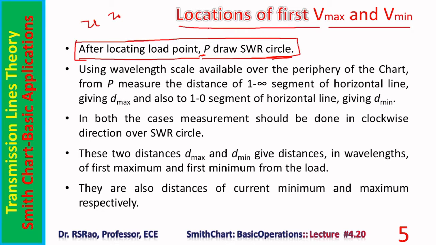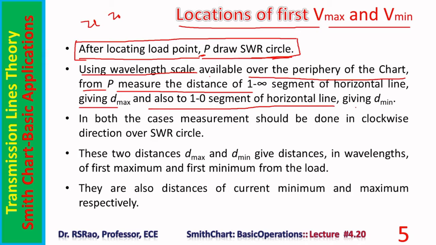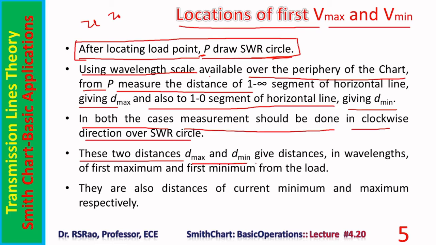Now the actual process, to find locations of first Vmax and V minimum. Using the wavelength scale provided over the periphery of the chart, from P measure the distance of the infinity segment of the horizontal line giving Dmax, and also the zero segment of the horizontal line giving D minimum. In both cases, measurement should be done in clockwise direction over the SWR circle. These two distances, Dmax and D minimum, give distances in wavelengths of the first maximum and first minimum from the load. They are also distances of current minimum and current maximum respectively.